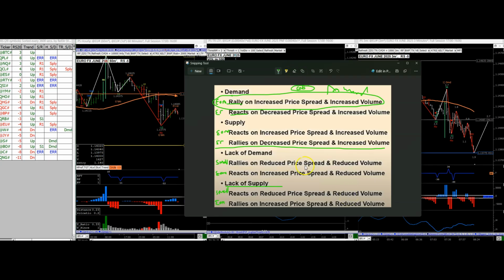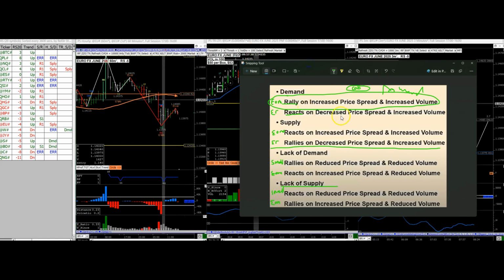I actually think there are two things to note here. When it pulls back, two scenarios can occur in bullish scenarios. One is lack of supply, which reacts on reduced price spread and reduced volume. But the other is an increase in demand, which is when it reacts on reduced price and increased volume. Both are bullish.